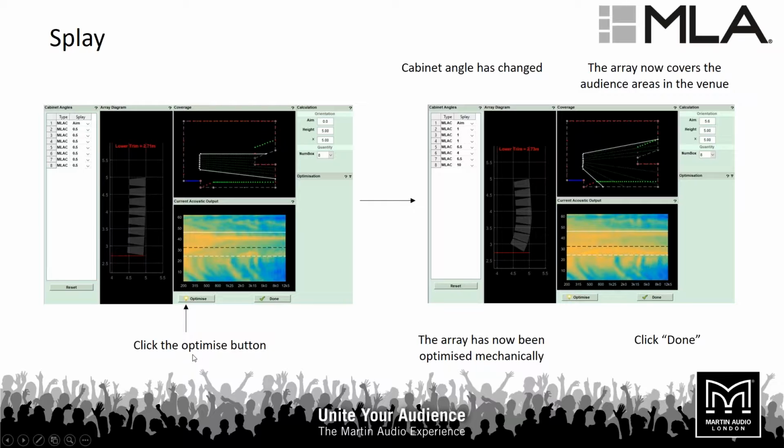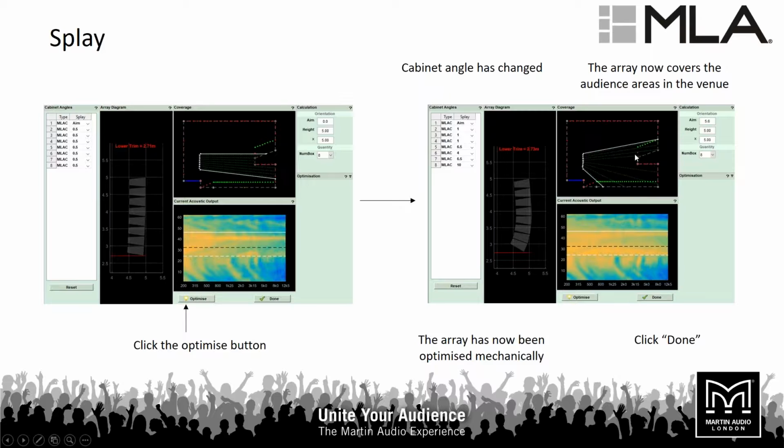So the next thing to do is basically just click the optimize button. And as you can see, the cabinet angles have now changed in the cabinet angles tab, and we can see the array diagram is now showing us what the array is actually doing in space. And in the coverage tab, we can actually see how the array has splayed itself out to create what the software considers to be an optimum coverage of the space. And you can see the top array is literally right on pointing at the back of the audience, and the bottom array cabinet is pointing right at the front.